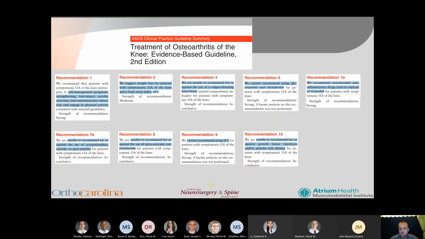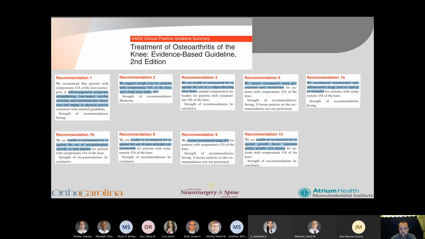A valgus unloader brace is inconclusive. Glucosamine and chondroitin are actually recommended against. One of the things that you'll see, I think Stu mentioned this as well, is that tramadol is a strong recommendation. I don't think there's any way they're going to test that, because with everything going on with the opioid epidemic, that probably would not be the case if this guideline was updated. So they would probably ask you about NSAIDs, but again, that's a strong one.